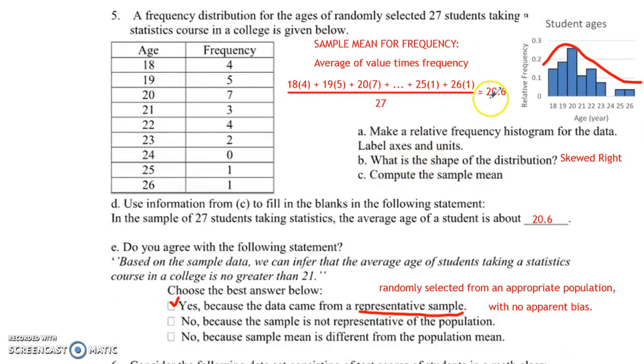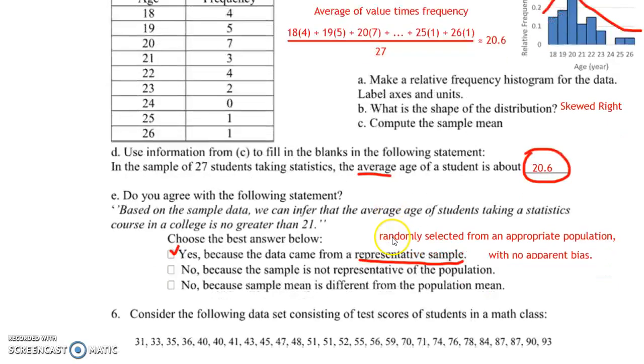The sample mean, we show that calculation here. And then we're asked what the average age of a student is. It's about 20.6. Remember, this is a statistic. It's okay for the statistic to not make sense in the context of the problem because we're asked for a statistic. We're not asked, if you identify one student, what would you guess their age to be? It's asking for an average, which is a statistical measure.